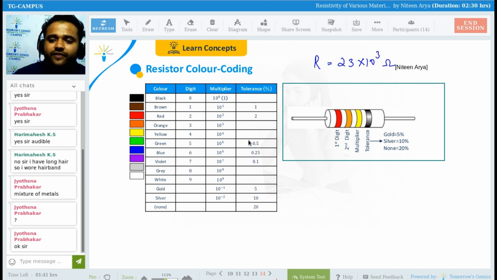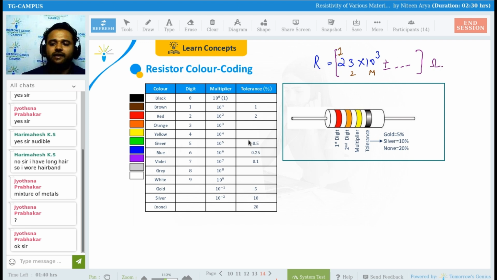So how can you find it? The first color gives you the first significant figure. The second color gives you the second digit. This is the first digit, this is the second digit, and this is the multiplier. Then this is the tolerance, the plus-minus error. In this way, you can get your resistance.